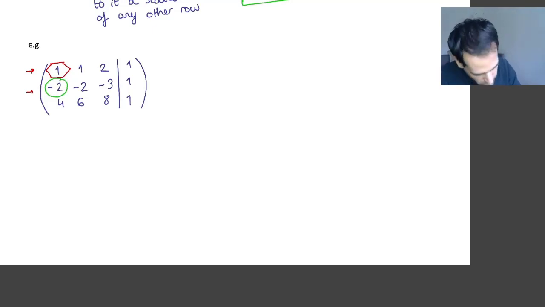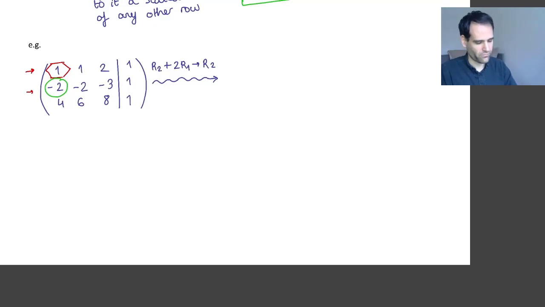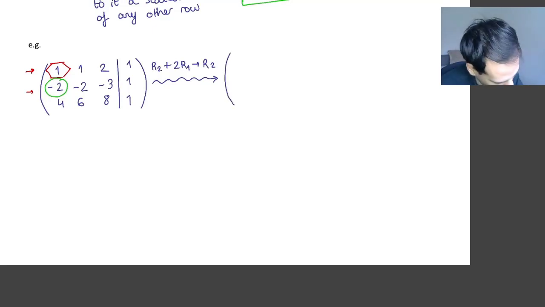Therefore, we do a Gaussian step, which is the following. We get row 2, and we add twice row 1, and the result we place into row 2. The result of this Gaussian step is the following. The first row remains unchanged.